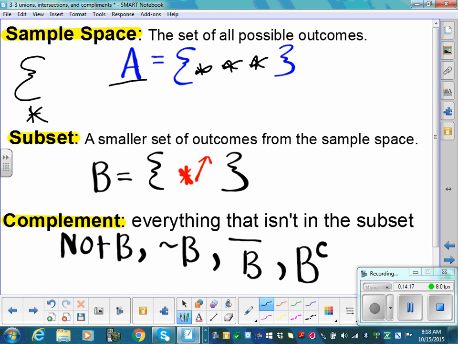So these are the ways you'll see it written. Honestly, I'm not kidding you. Every single test is different. Every single book's different. It means the same thing, different ways of writing it. So not B means the complement of B.